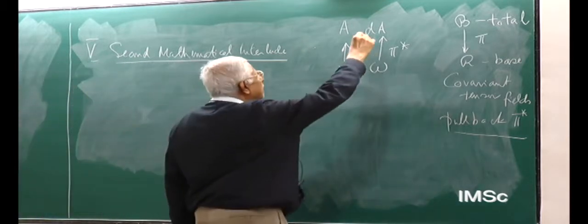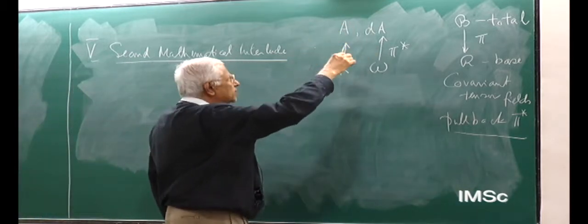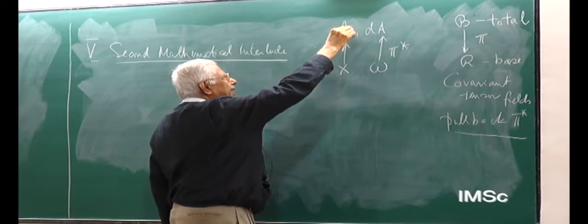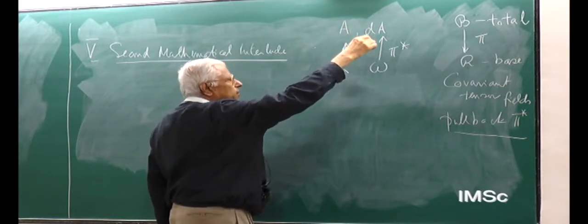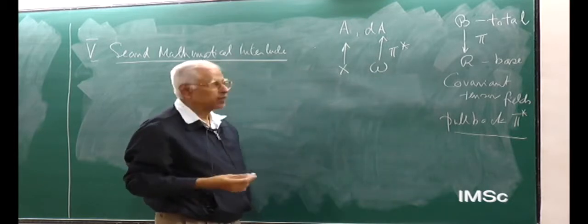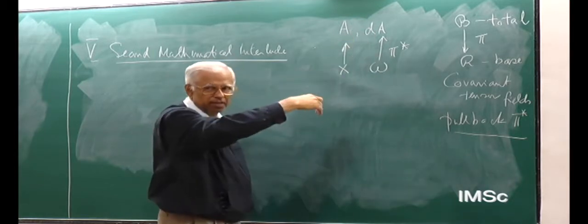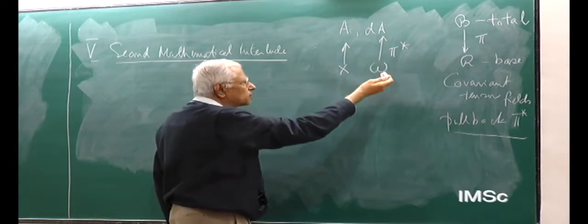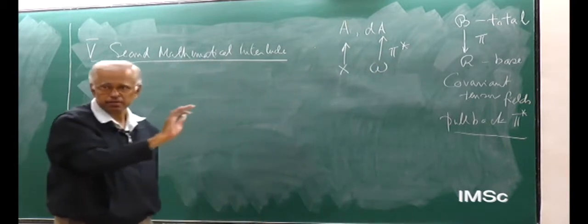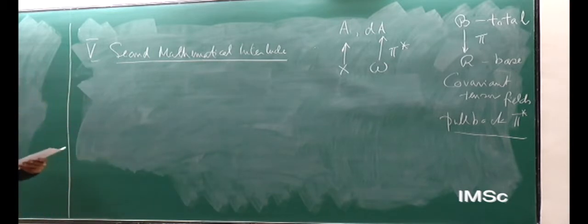So another way of expressing it is, A is not projectable from total space to base space. dA is projectable, it does project onto something, and it is in fact the pullback of that thing. Okay, so that is the relationship.